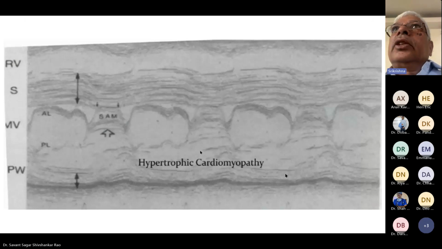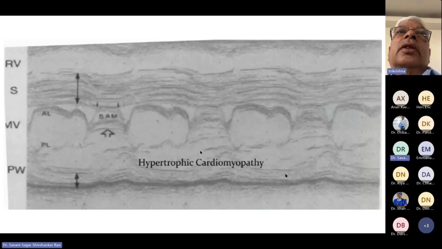Next is of course the cavitary size. The ESV and the EDV are much better calculated in the M mode because it is just a simple planimetry sort of thing.